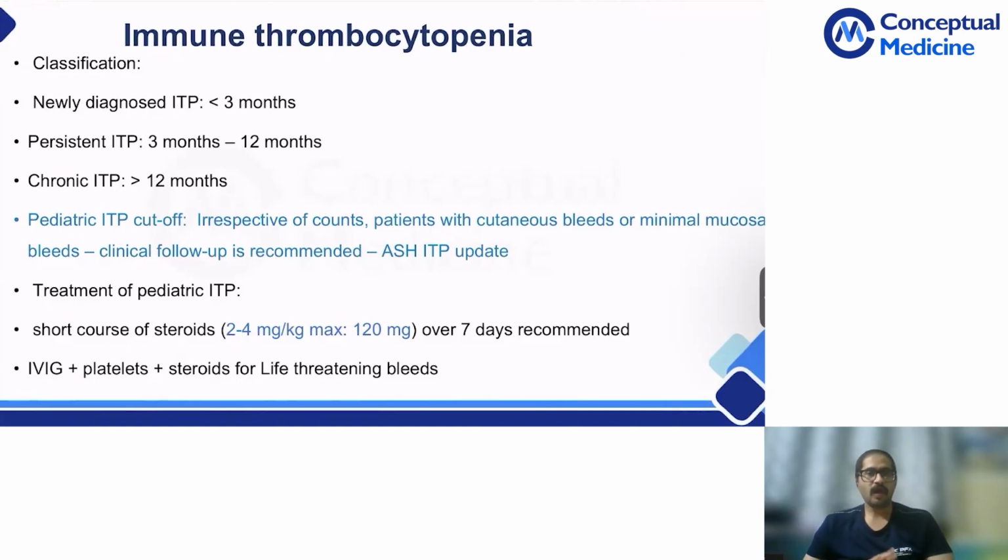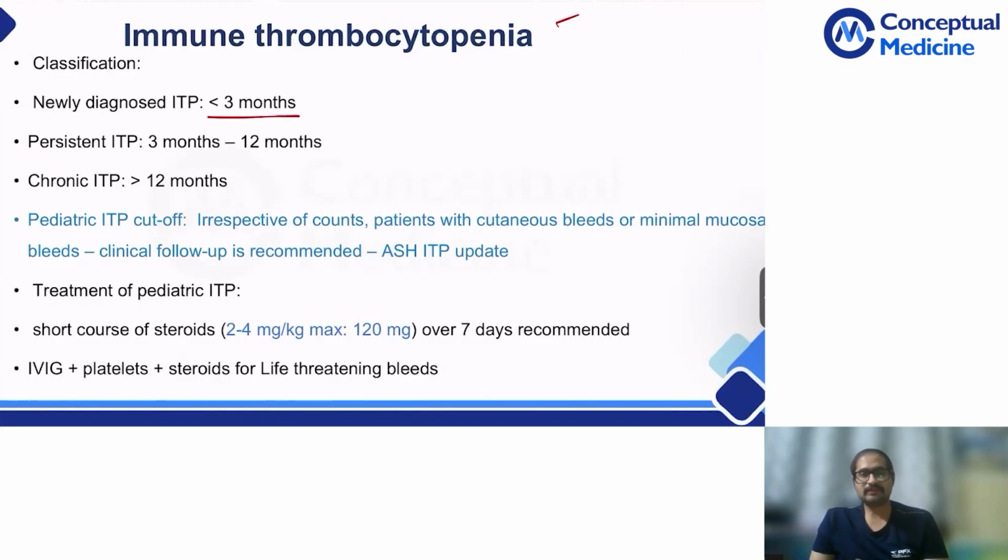So ITP, acute and chronic ITP, is now no more in the diagnostic paradigm. Now we classify ITP as immune thrombocytopenia. It's not immune thrombocytopenic purpura. Previously, we called it idiopathic thrombocytopenic purpura. Now the terminology is immune thrombocytopenia.